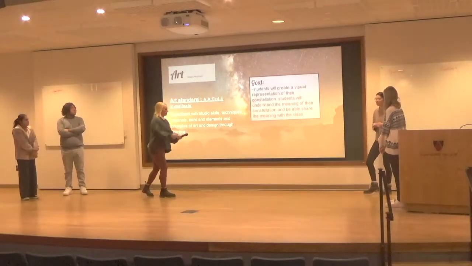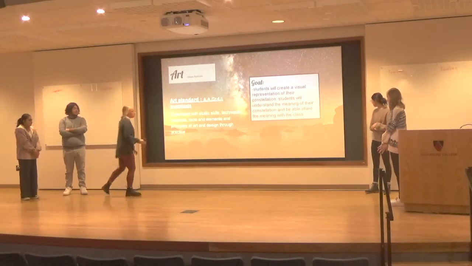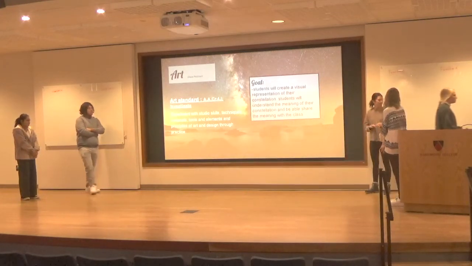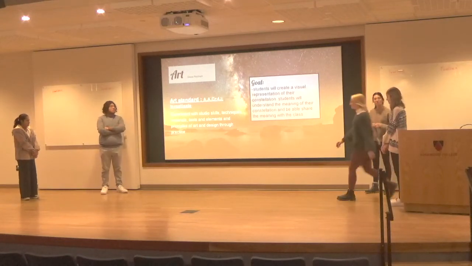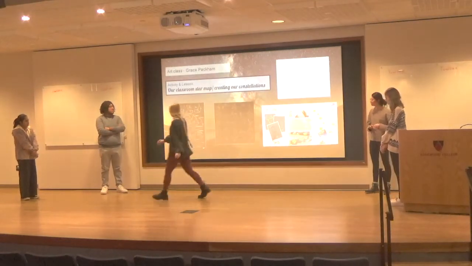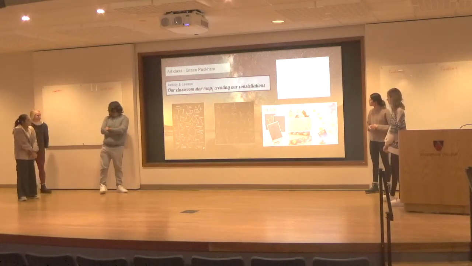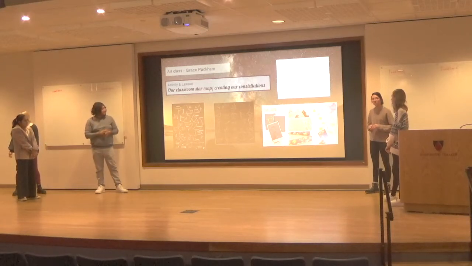And then we would go into art, and the goal would be that students will create a visual representation of their constellation. Students will understand the meaning of their constellations and be able to share the meanings with the class. The lesson I called our classroom star map. Each student would get a different constellation, with an image of their constellation, the name, and a 1 to 2 sentence meaning.